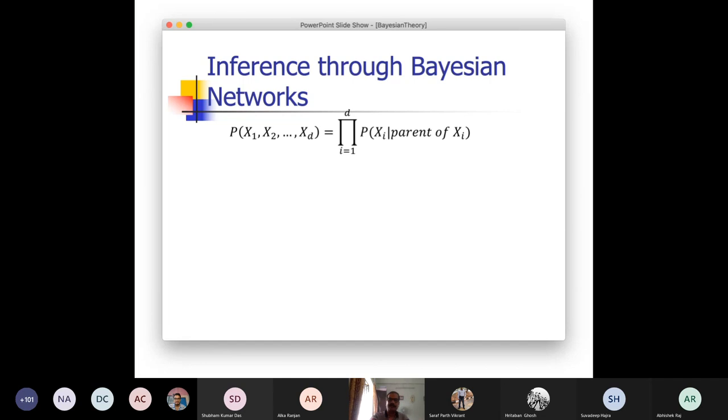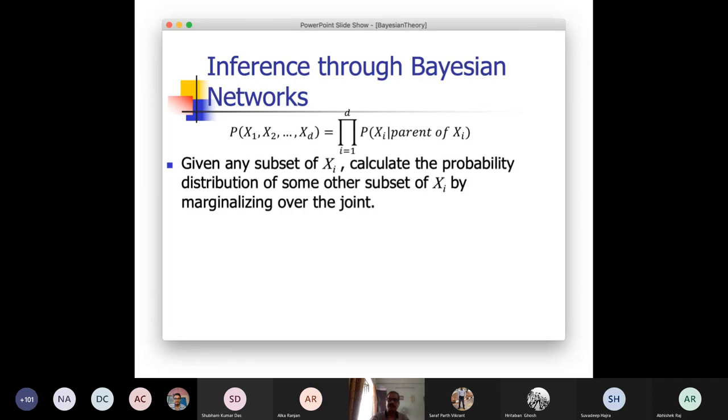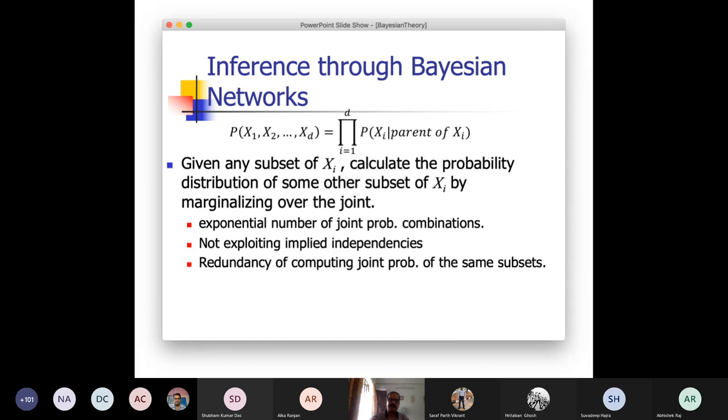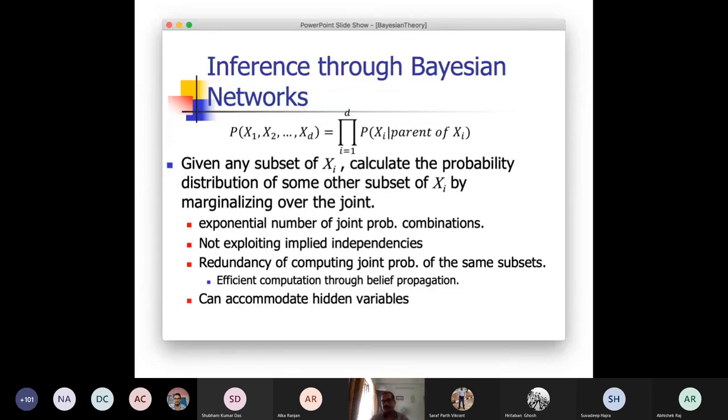So, inference through a Bayesian network: I just mentioned how the joint probabilities are computed for any combination of variables. This is how it is computed. And as I said, you can marginalize it, but there is an exponential number of joint probability combinations, so it is not exploiting the implied independencies, and there are a lot of redundancies in the computations. So there are efficient computations through belief propagation, an approach by which you can compute these probabilities, which can also accommodate hidden variables.